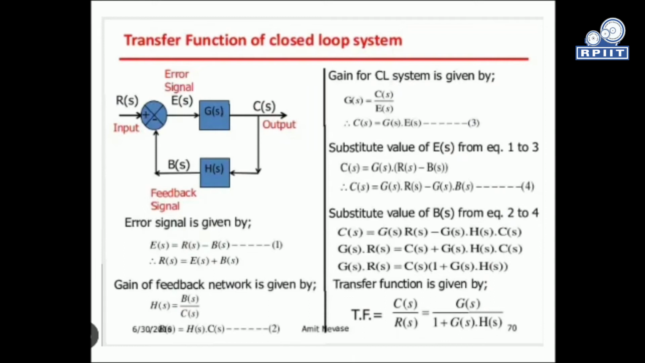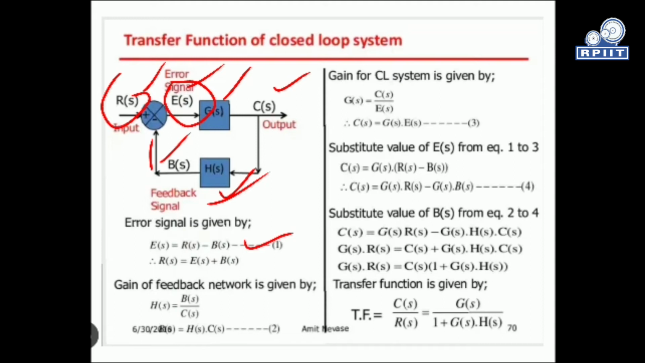Next, the transfer function of a closed loop system. As we know, in a closed loop system we have additional elements like a feedback element and an error detector. So R of s is the input over here, E of s is the error signal which compares the feedback signal and the input signal, G of s is the transfer function of the system, C of s is the output, H of s is the transfer function of our feedback element, and B of s is the output of our feedback element, or the feedback signal. We calculate the error signal E of s, which is nothing but R of s minus B of s. So we write this equation: E of s is equal to R of s minus B of s.